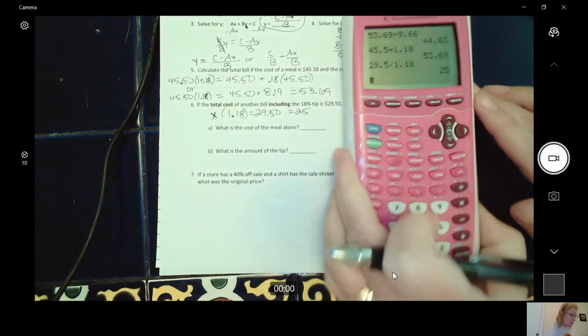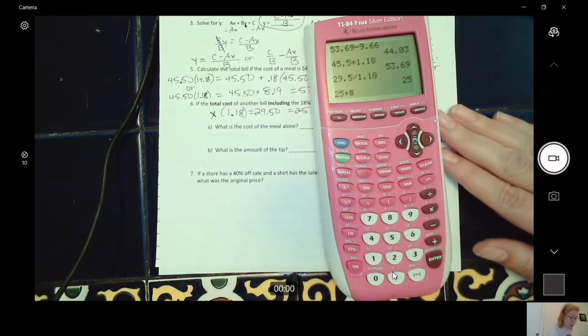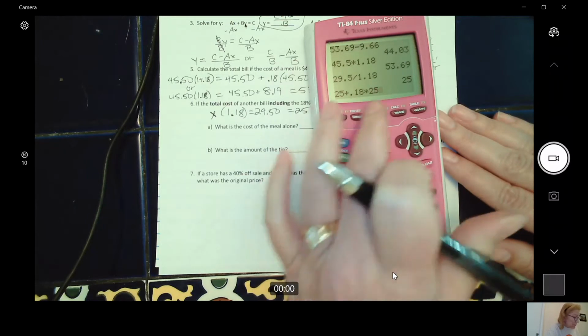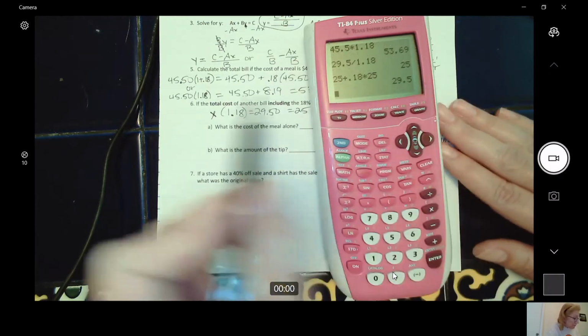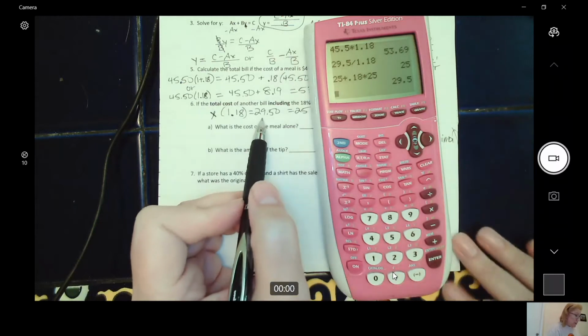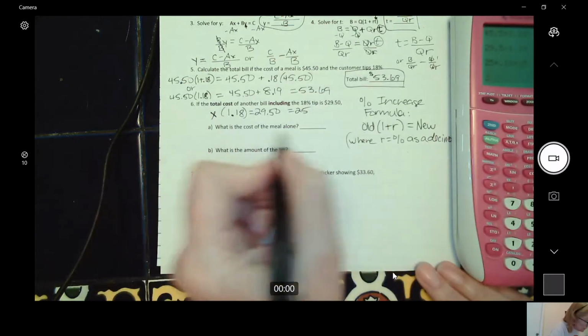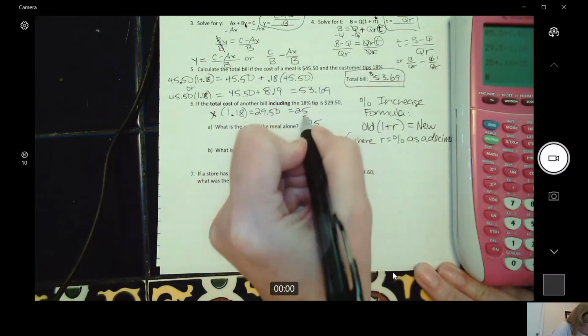Okay, let's check that and just see if that's right. $25. We're going to go back to the old way. 18% of $25. I'm doing 0.18 times 25. Then I add all that together, $29.50. That's exactly what they told us the final amount was. Okay, so the cost of the meal alone was $25.